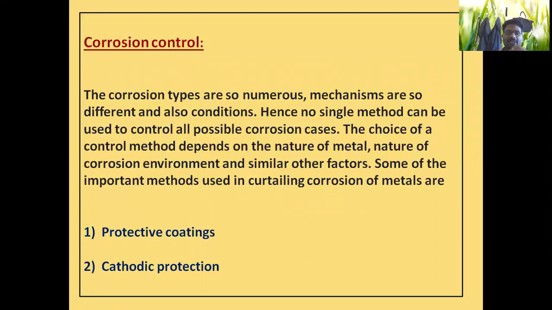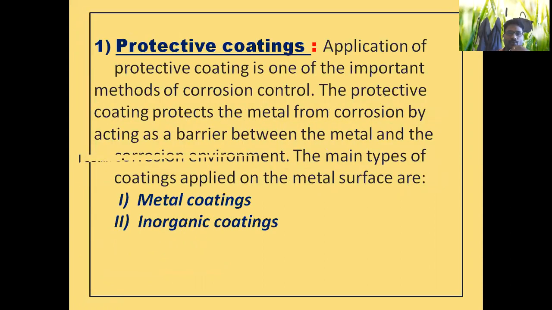Some of the important methods used in curtailing corrosion of metals are, first, protective coatings, and second, cathodic protection. So let us take protective coatings. What are protective coatings here? Application of a protective coating is one of the important methods of corrosion control. The protective coating protects the metal from corrosion by acting as a barrier between the metal and the corrosion environment.